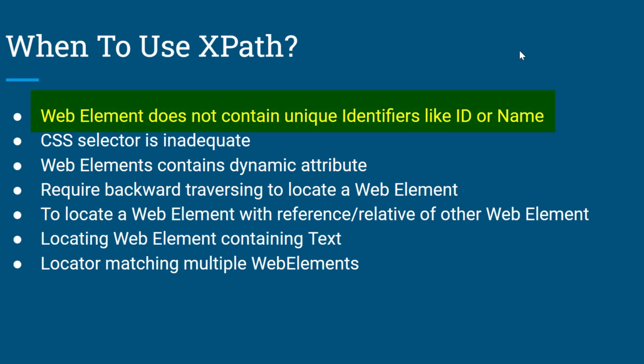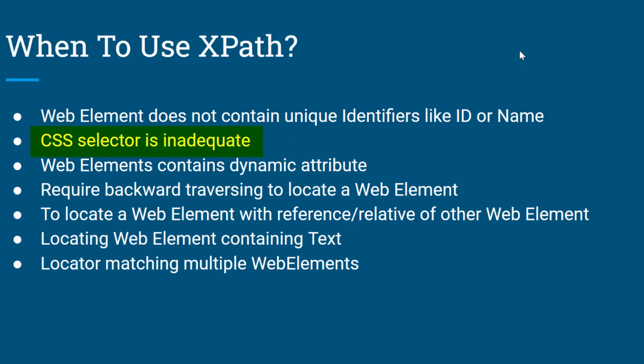If your web element does not contain unique identifiers like ID or name, then XPath might be a better option. Generally, ID or name are supposed to be unique within the web page. If any web element has ID or name, then obviously we should use them to locate it, because that will be quicker compared to any other locators. But if you don't have ID or name, you can use XPath.